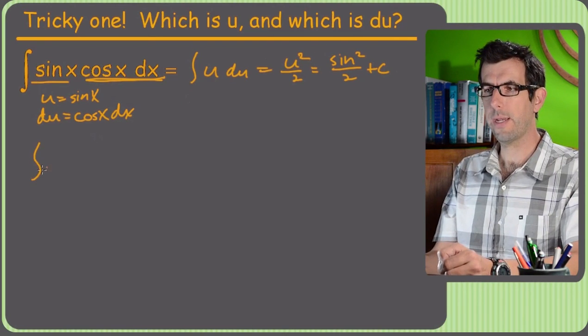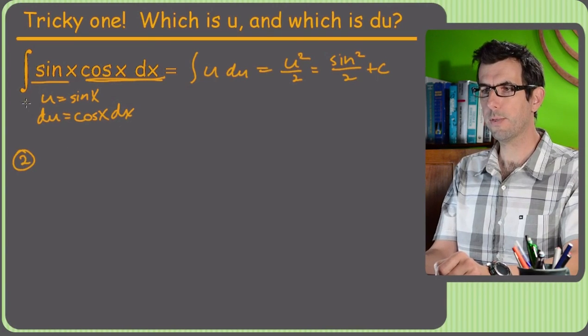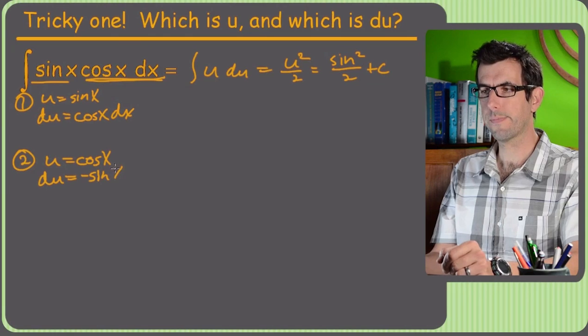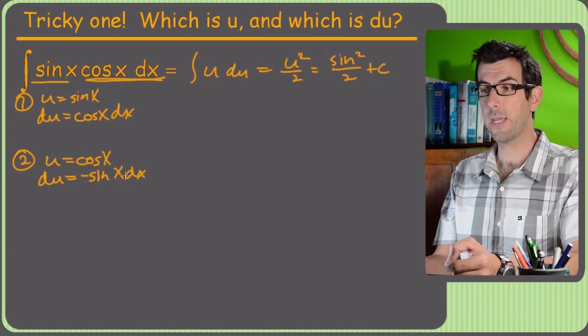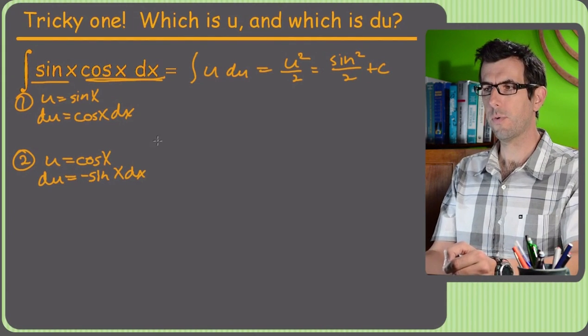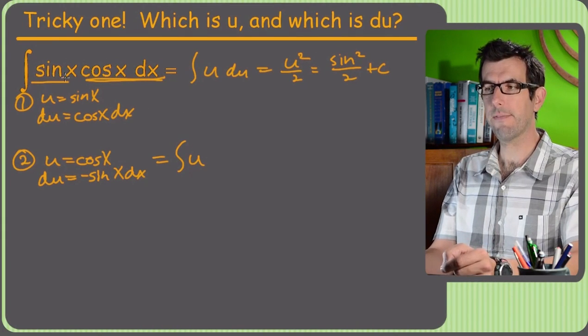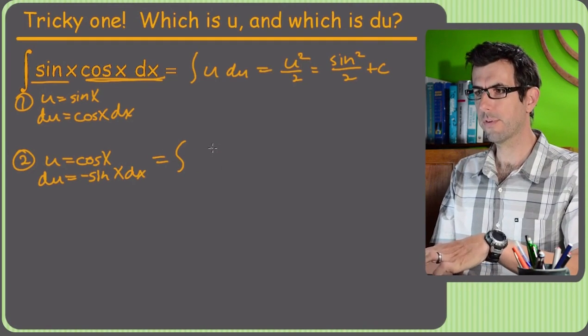Or I could integrate it as, well, this was method number 1. Method number 2 is like, let's just switch them. Let's say u equals cosine x, and du equals negative sine x. So I'm going to take the derivative of cosine, it's negative sine x. So now I'll integrate it. So integral of u. Now I have a sine x, I don't have a negative. So for this one I'm actually going to need to, let's get rid of the u for a second here.